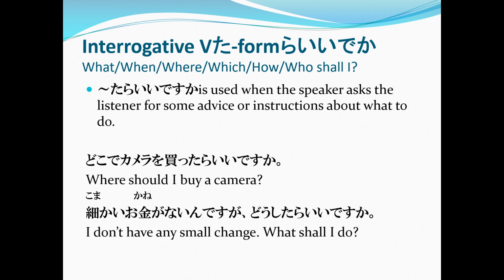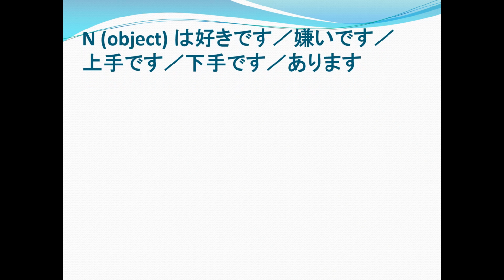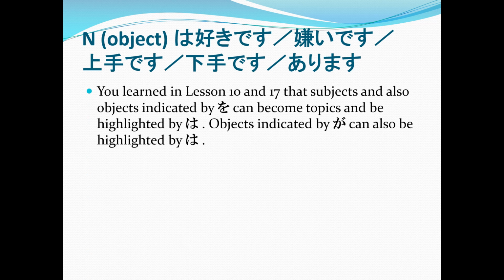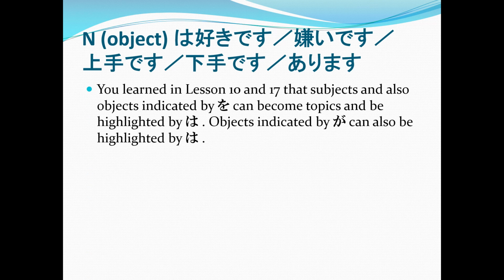Okay, now another sentence pattern that we have. Don't worry guys, this is the last one for lesson 26, okay? Noun, which is an object, wa suki desu, kirai desu, jouzu desu, heta desu, arimasu. So, we learned in lesson 10 and 17 that subjects and also objects indicated by o can become topics and be highlighted by wa. Now in this one, objects indicated by ga can also be highlighted by wa.